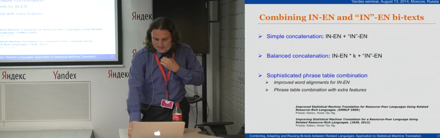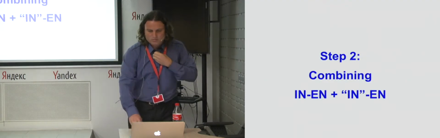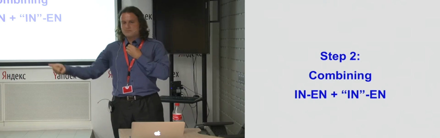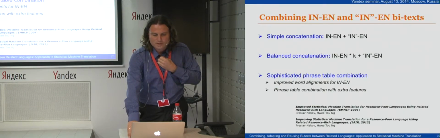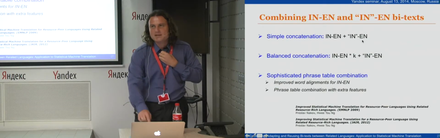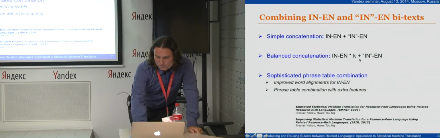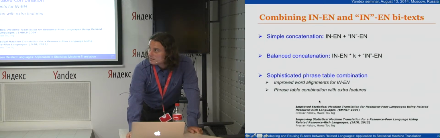So the second step is how do we combine the original Indonesian English and the adapted Indonesian English bitext? One way is we can just simply combine them, concatenate them. We can do balanced concatenation, or we can do something a little bit smarter.